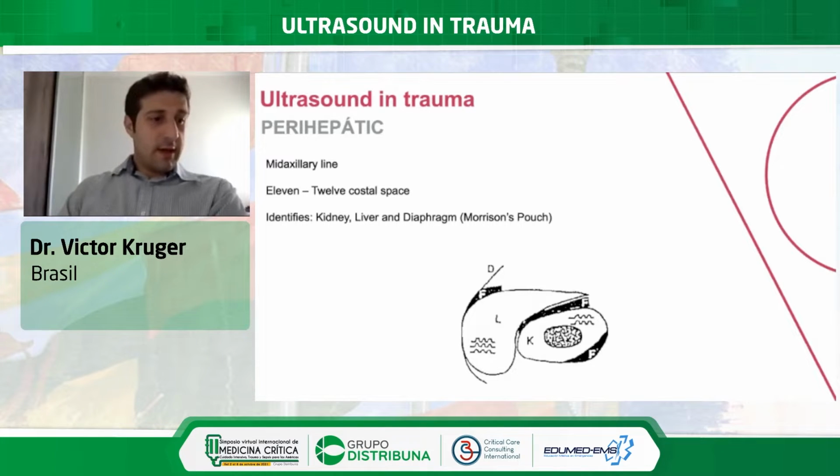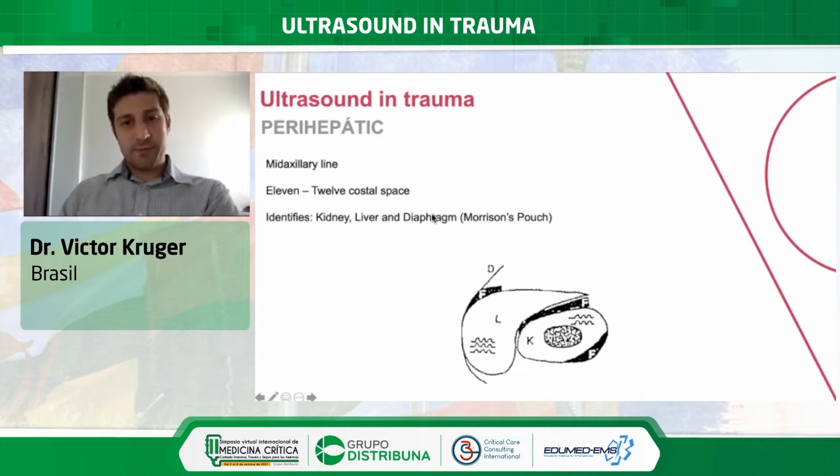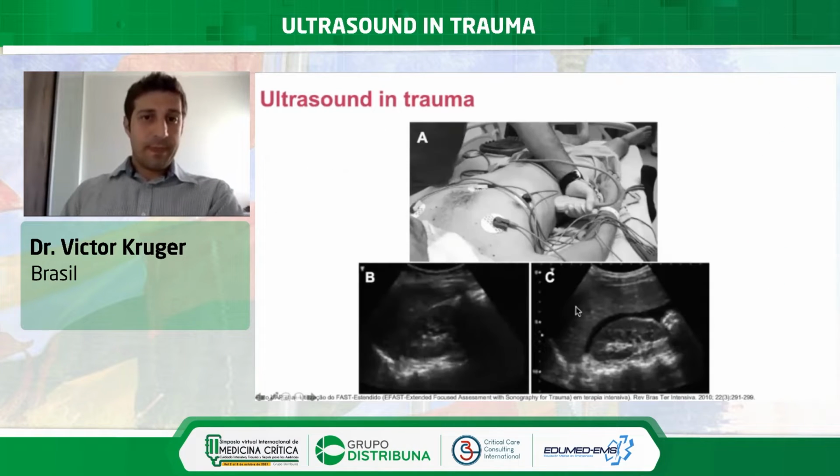The perihepatic window is at the mid-axillary line, 11-12 costal space, identifies the kidney, the liver, and the diaphragm. It's named the Morrison pouch. The free fluid is located at this Morrison pouch. Location of the probe, and here, liver, kidney, no free fluid. Liver, kidney with free fluid. Diaphragm is here.